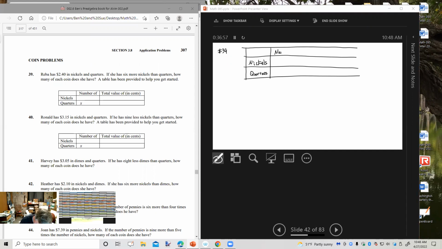Let's see, number of and total value in cents. Okay, so Reba has $2.40 in nickels and quarters. If she has 6 more nickels than quarters, how many of each coin does she have?